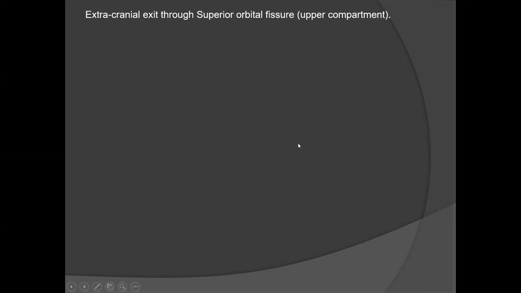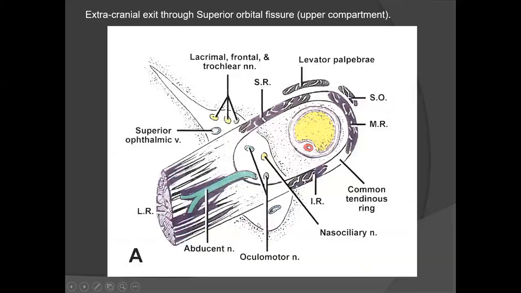Okay, so after it exits through the superior orbital fissure, we have to understand there are a couple of structures which are passing through the superior orbital fissure, because it's a very long fissure. Therefore, for understanding purposes, normally we divide the superior orbital fissure into three compartments, upper, middle, and lower, because of this common tendinous ring which is lying across the middle of this fissure. So the common tendinous ring is the tendinous interconnection of four extraocular muscles.